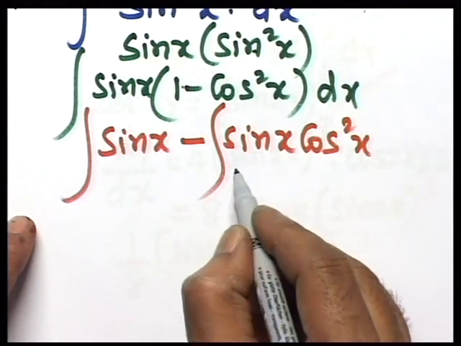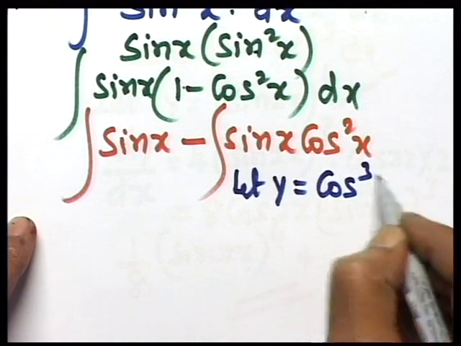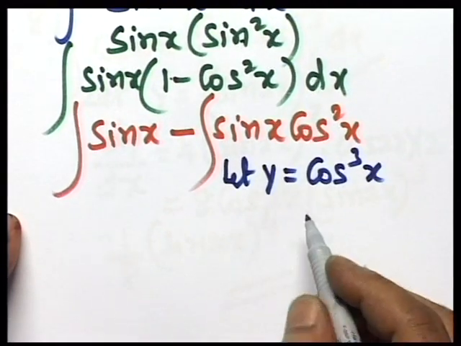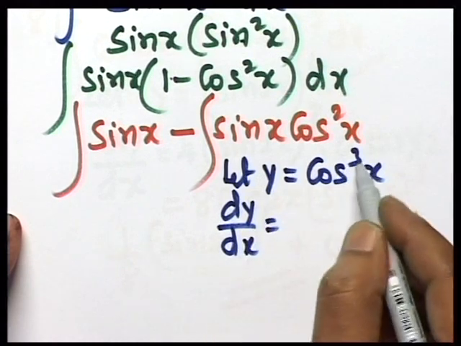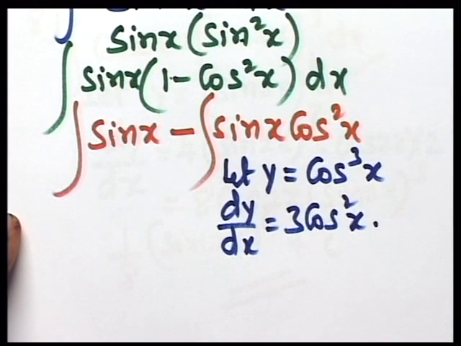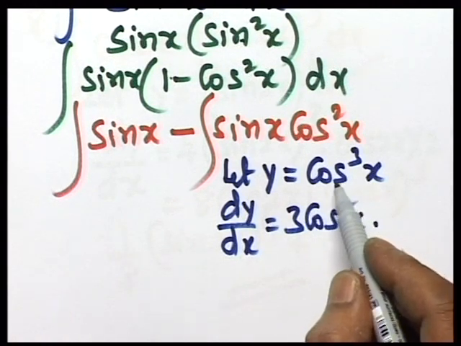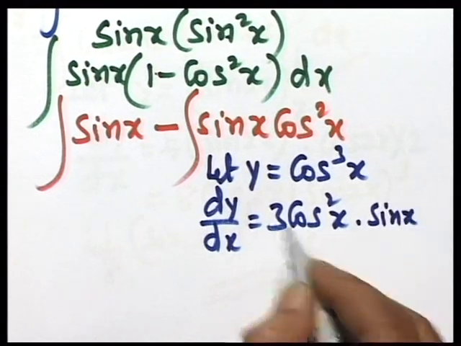I'm going to choose let y equals cos cube x. We increase that power by 1. And dy over dx: cos cube x gives 3 cos square x times, differentiate the cos x, which is minus sine x. So I will write sine x there and a minus in the front.